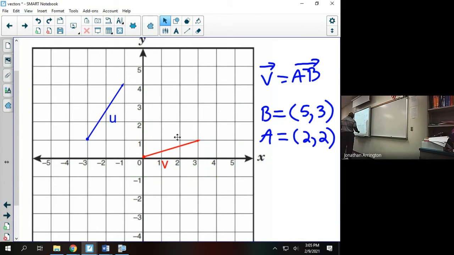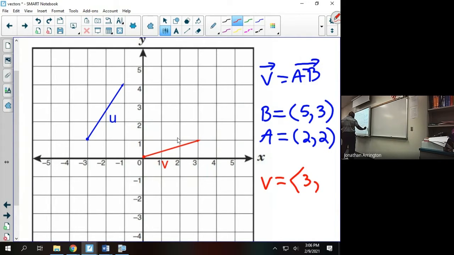we write the components of the vector in angle brackets, and the components of the vector are the coordinates of the terminal point. I don't need to write the coordinates of the initial point because it's going to be 0, 0. So when it's in component form, these are called angle brackets. We write the components in angle brackets, which is 3, 1. So that vector in component form is the vector <3, 1>.